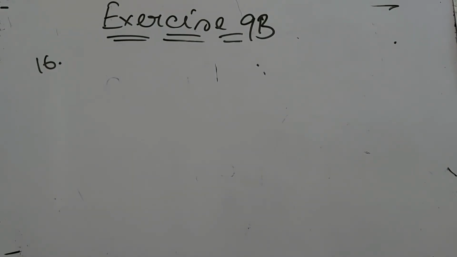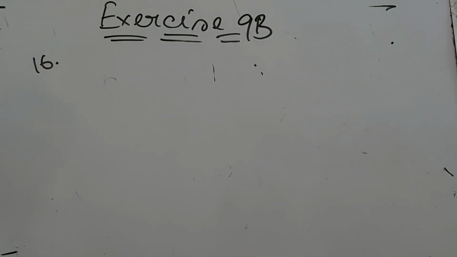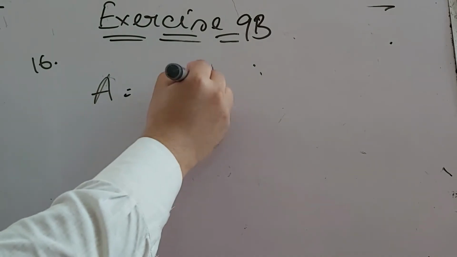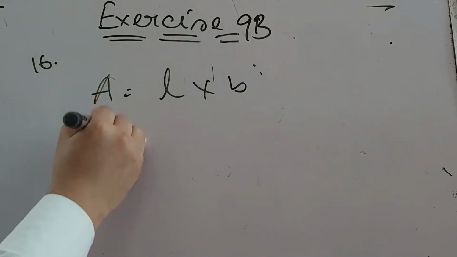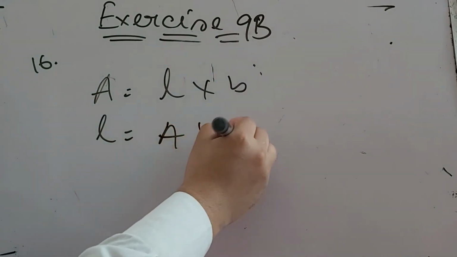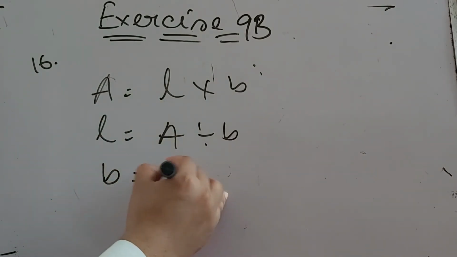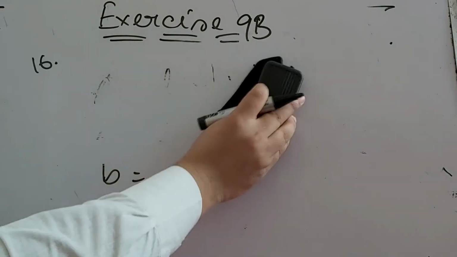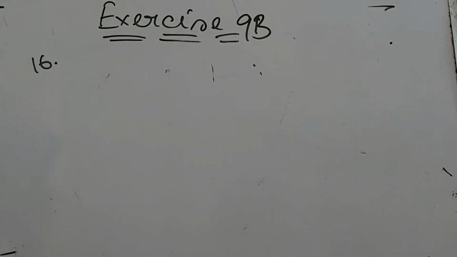Now number 16. Number 16 says the area of a rectangle is 128 square meter and its length is 16 meters. Find its breadth. That means the question already gives you the area of a rectangle and the length. We have to find out the breadth. So we already know the rules. Area equals length times breadth. Then what will be the length? Length equals area divided by breadth. Or what is the breadth? Breadth equals area divided by length. So this is the simple formula, and we have to use this formula to solve number 16.